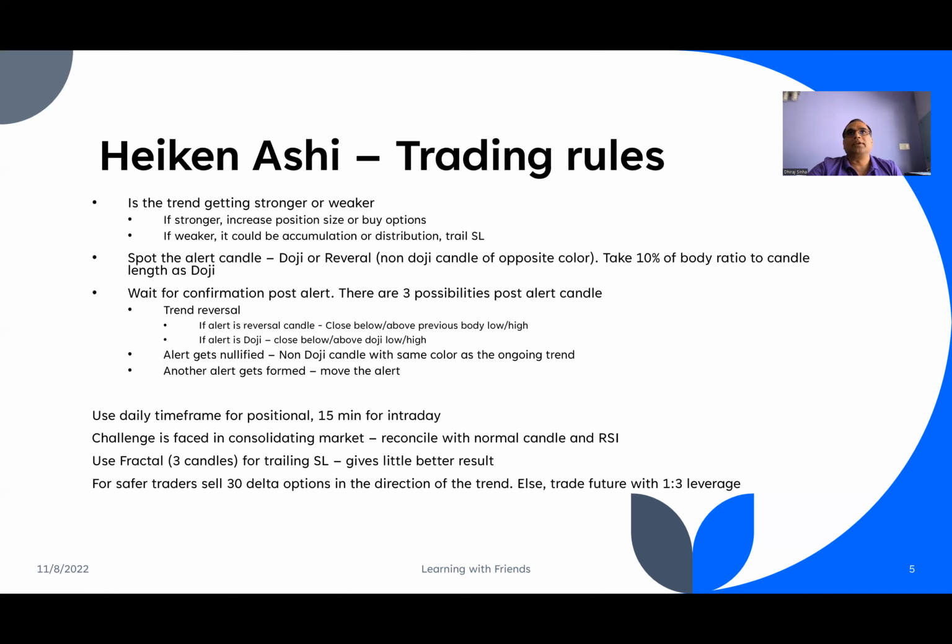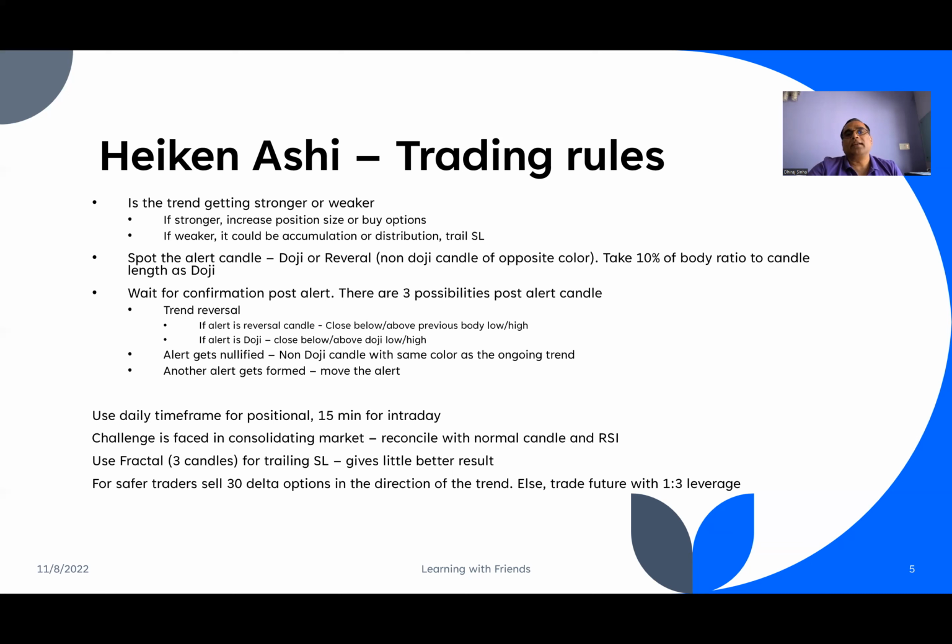The second type of alert is a non-doji, but a candle of the opposite color. So we are in an uptrend. We were forming green candles, and suddenly you see a red candle getting formed. And please keep in mind, I'm talking only about the Heiken Ashi chart. I'm not talking about the normal candle chart. So on the Heiken Ashi chart, we were on an uptrend.